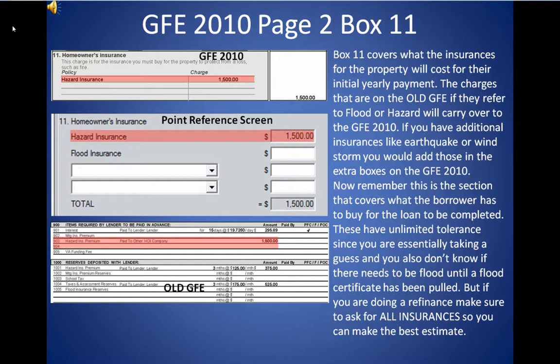If there is additional insurance, for instance, earthquake or windstorm, you can put those in those sections in the Good Faith 2010. It gives you a couple of lines to add separate insurances. Just remember, these are not their monthly premiums, but this is the yearly amount that they have to pay. Another good thing, there is unlimited tolerance on these boxes.